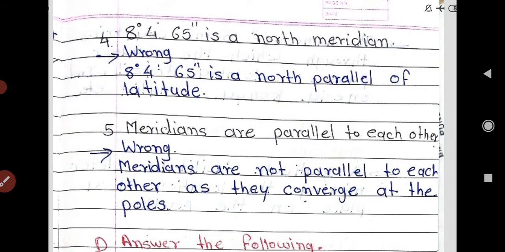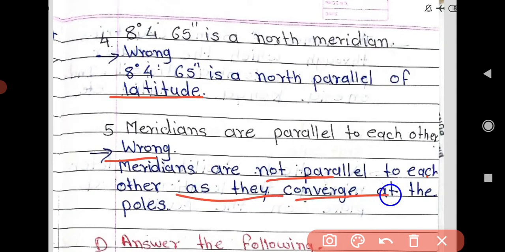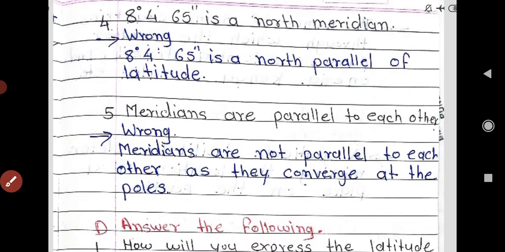Now the fourth one is that 8 degree 65 seconds is a north meridian, that is wrong. 8 degree 65 seconds is a north parallel of latitude. Meridians are parallel to each other, wrong. Meridians are not parallel to each other as they converge at the poles. Dear students, here we have finished this question.